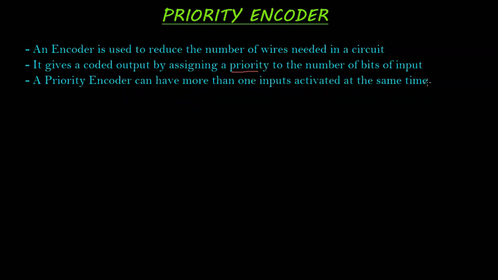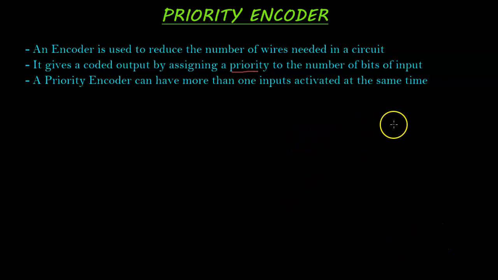If you remember from the previous videos, the inputs were activated one at a time. For one particular combination, Y0 was active, and then for the other combination, Y1 was active, and so on. But for a priority encoder, it does not matter how many inputs are activated, because one particular input is given a priority. So let us take an example.